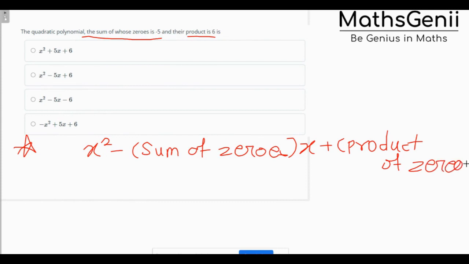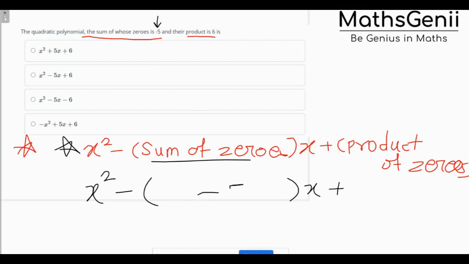See, it is a one line question. So x square as it is minus, this is a formula you need to remember. x as it is and the value. In the question he is saying the sum of zeros is minus 5, plus the product of zeros. He is saying the product of zeros is 6. So x square minus into minus is plus 5x plus 6. Option 1 is your right answer.